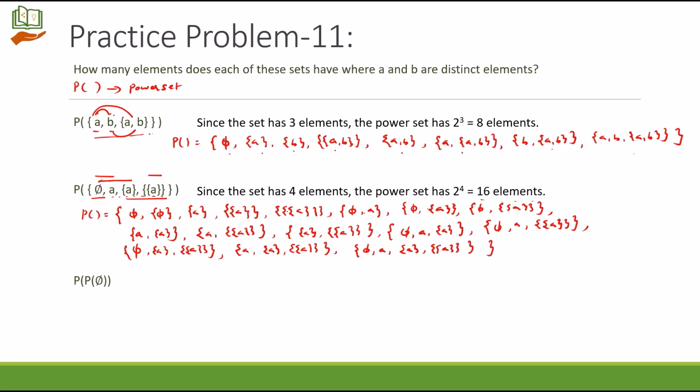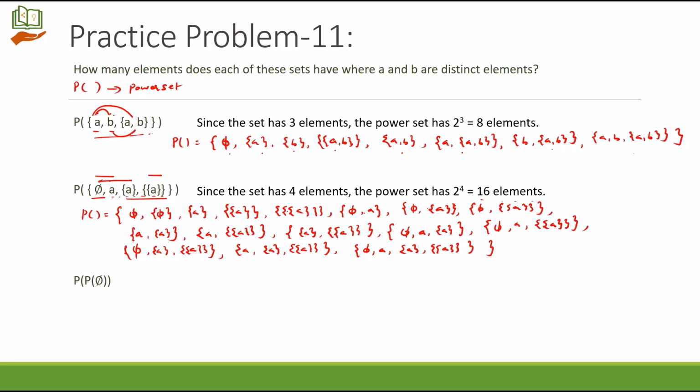So overall if you count 1, 2, 3, 4, 5, 6, 7, 8, 9, 10, 11, 12, 13, 14, 15, 16 elements are present. So if you are not sure about what is written on the screen, I would like you to work it out on paper to get a clear idea.